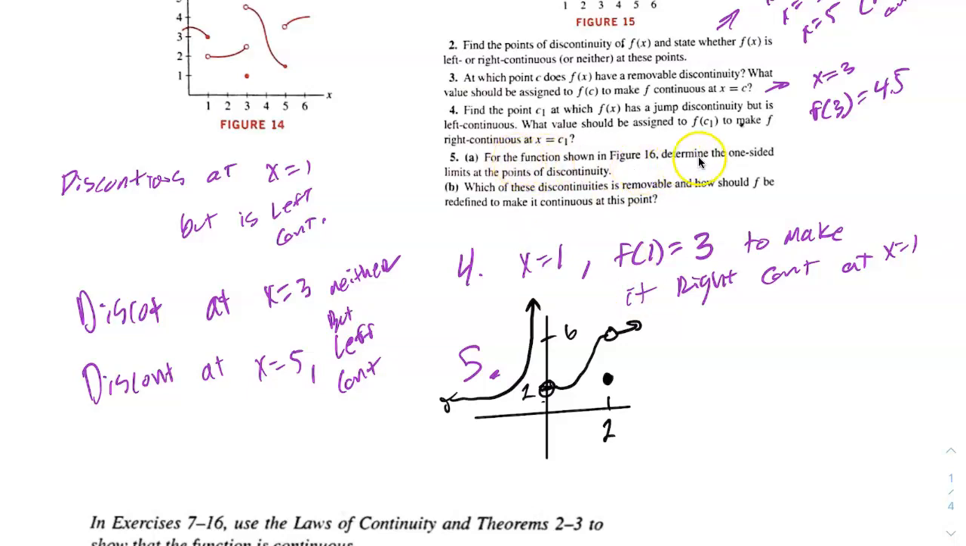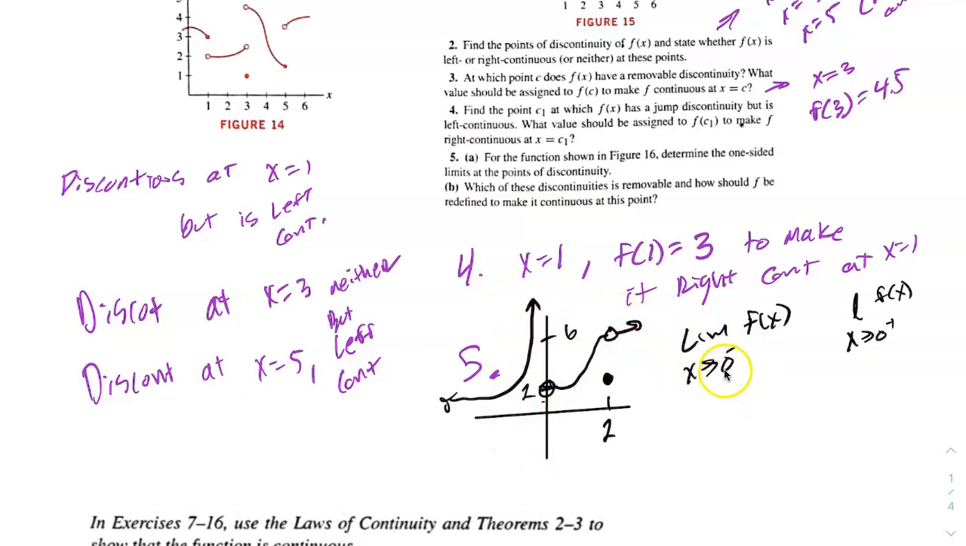For a function shown in figure 6, remember the one-sided limits at the point of discontinuity. So they want the one-sided limit like right here. So what's the left side limit? What's the right side limit? Remember the way we do that? So we go limit as x approaches 0 from the left of f of x. Go up here. Limit as x approaches 0 from the right of f of x. I'll get the one-sided limit at 0 here.